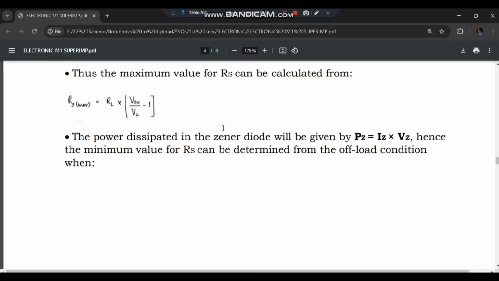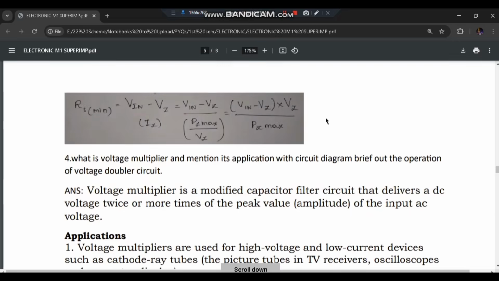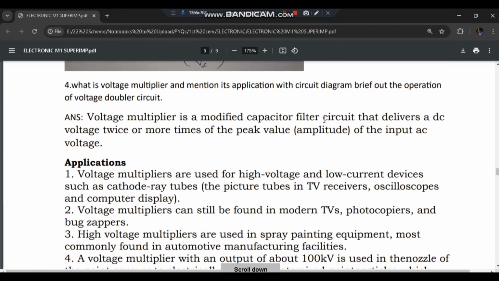Next is: what is a voltage multiplier, mention its applications, and explain the operation of a voltage doubler circuit. By the name, what you can understand, voltage multiplier. Multiplier means multiplying or increasing. It is a modified capacitor filter that delivers a DC voltage twice the peak value of the input AC voltage. If the peak value of the input voltage is 10, there will be a regulated power supply voltage of 20 in the output. This thing is done by the voltage multiplier.